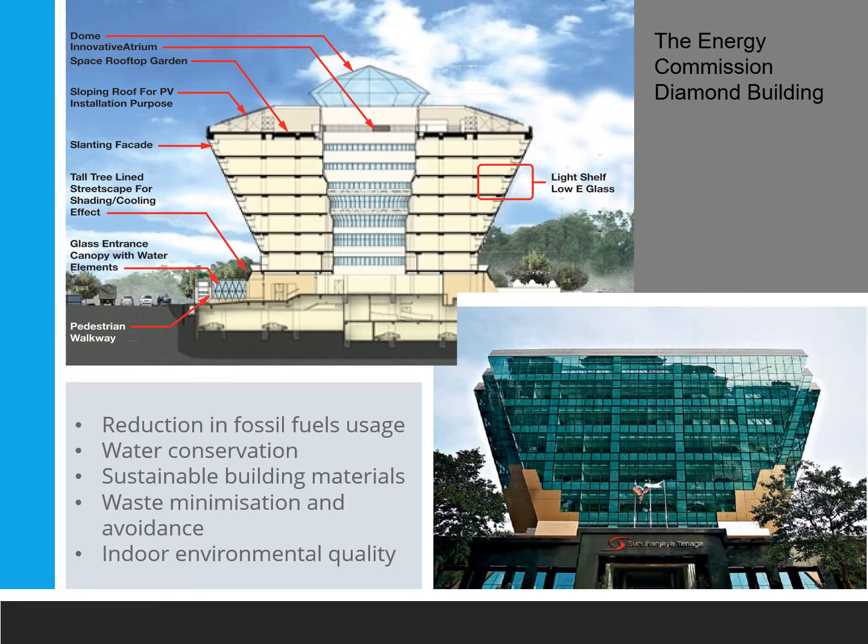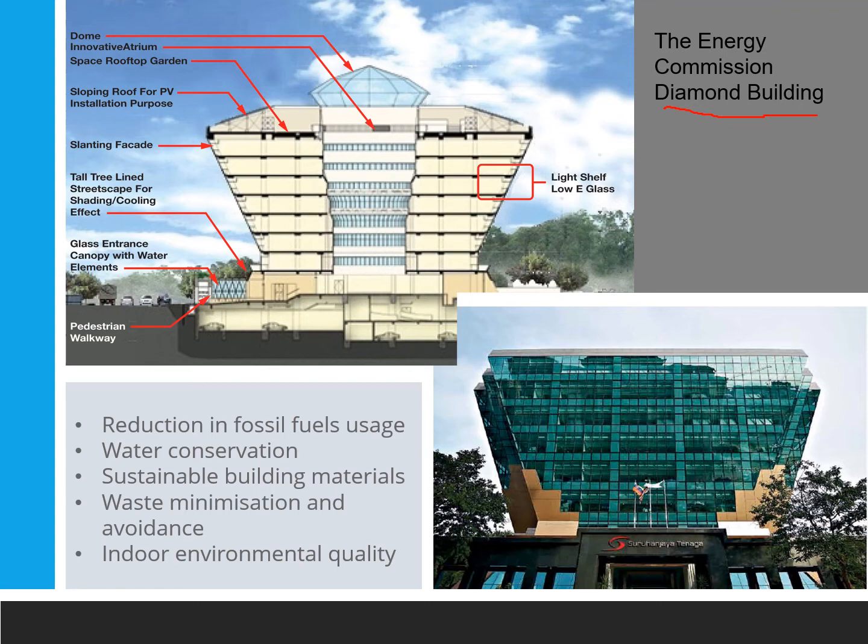Okay, so this is the Energy Commission Diamond Building. You can see it is made from glass, so we use the benefit of the sunlight. So we have a dome, and then we have an atrium here. And also we have space for a rooftop garden. So we can plant, or we make a landscape on the rooftop.